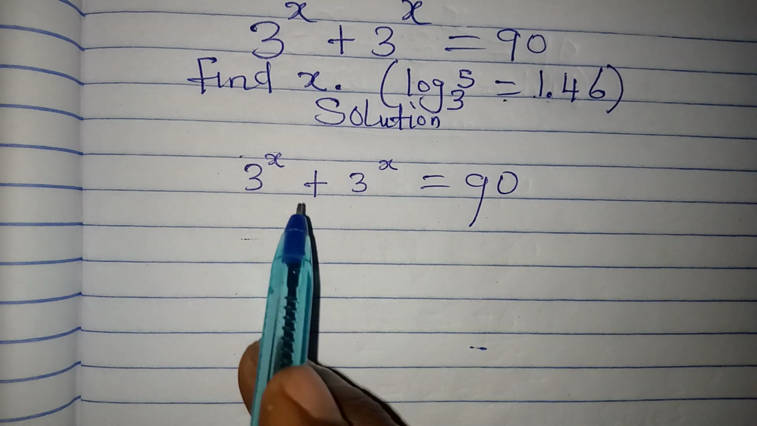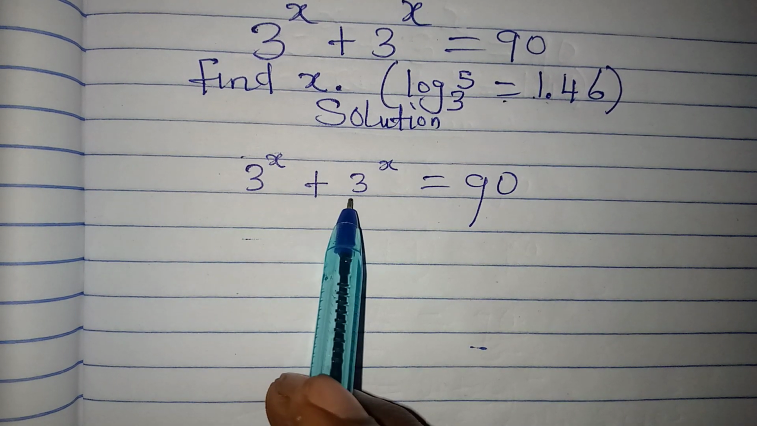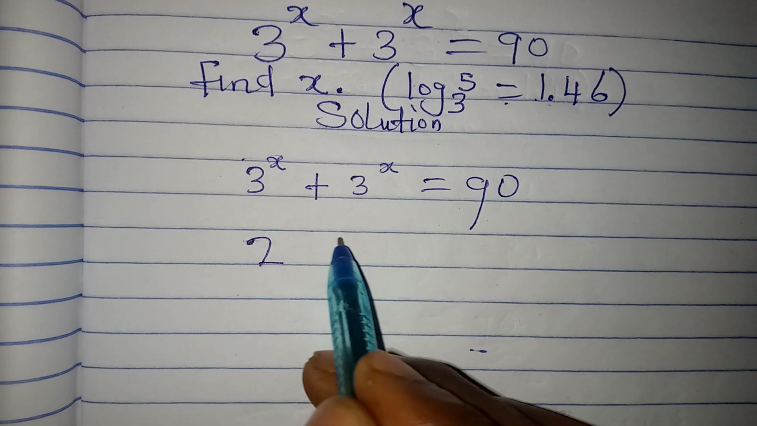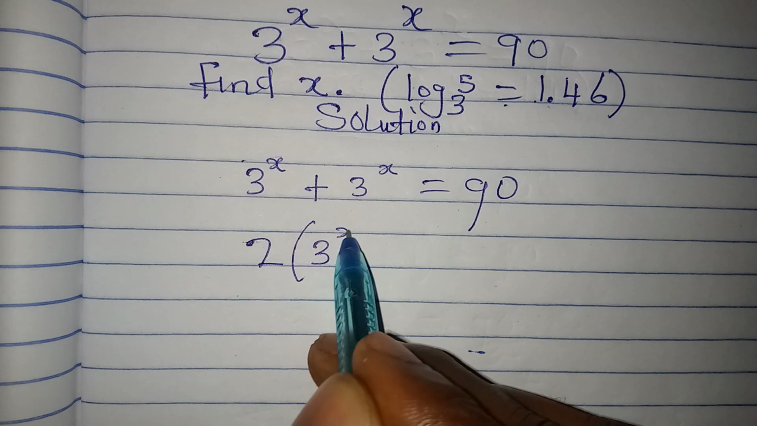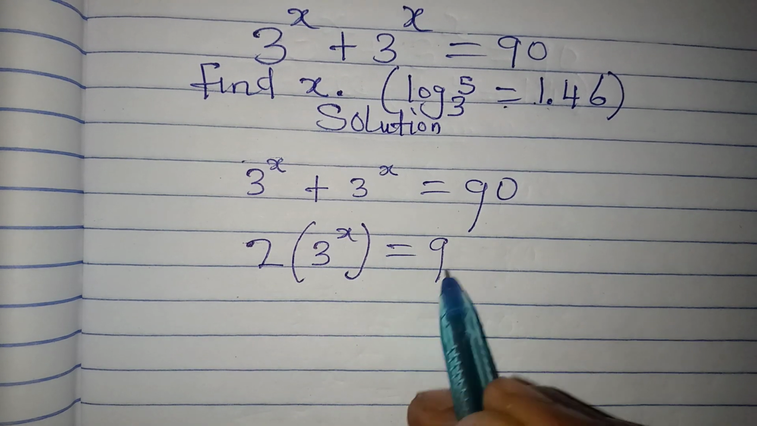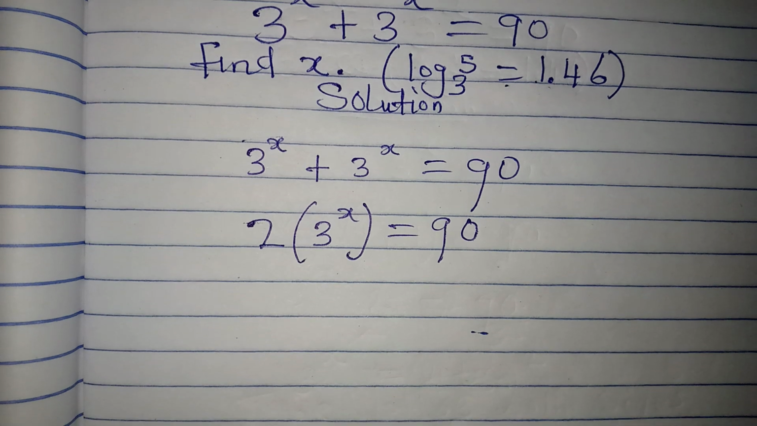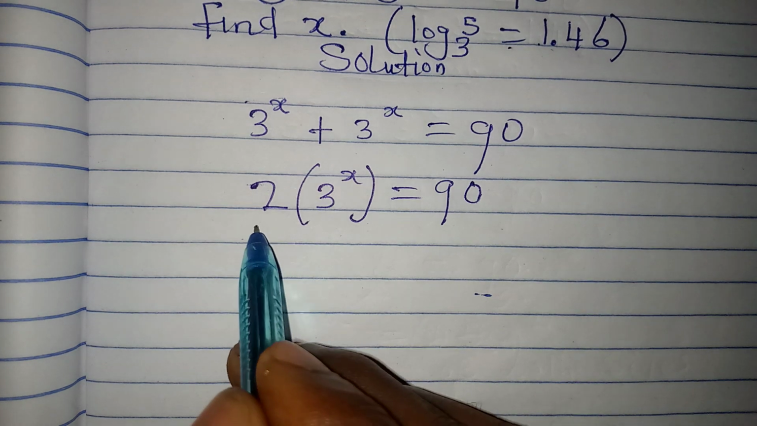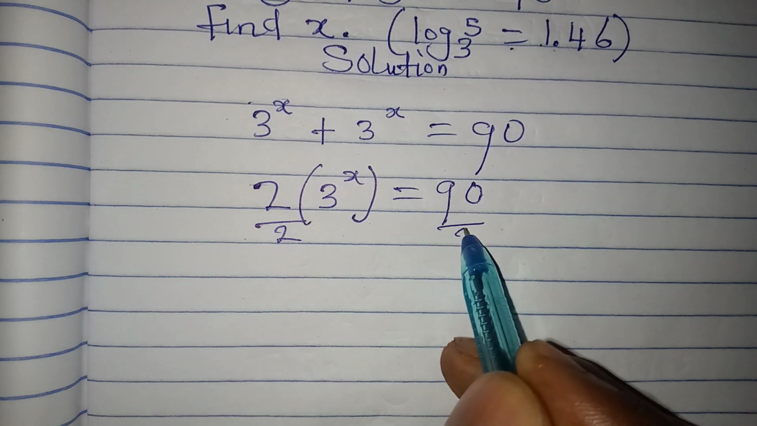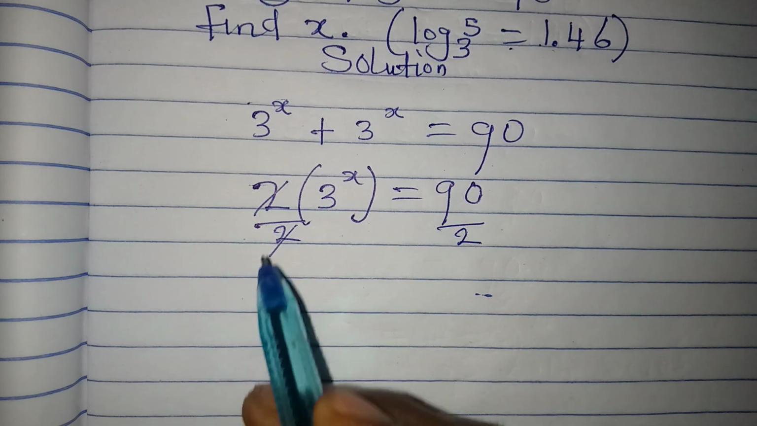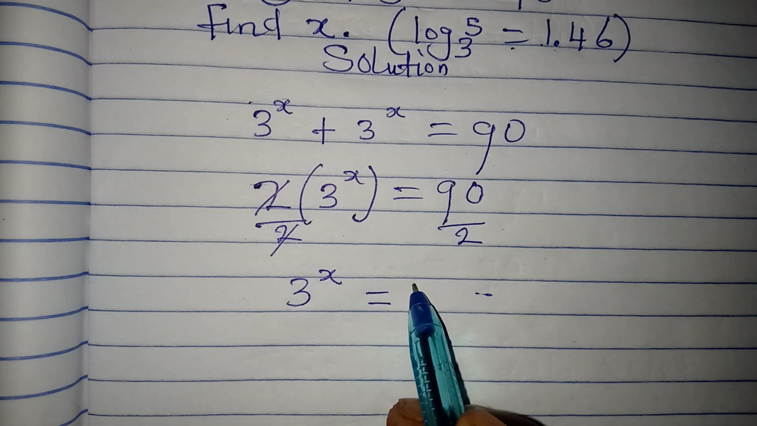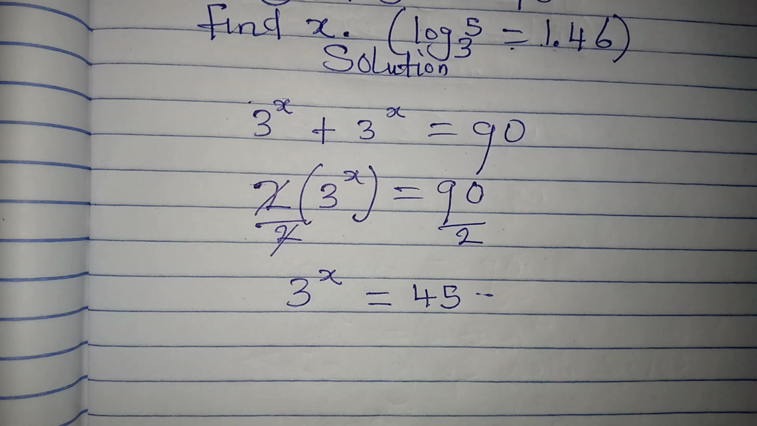Okay, now take a step further. 3 to the power of x plus 3 to the power of x is going to be 2 multiplied by 3 to the power of x, and it's equal to 90. Now, why don't we divide both sides by 2? This will cancel, and then 3 to the power of x will be equal to 45, right?